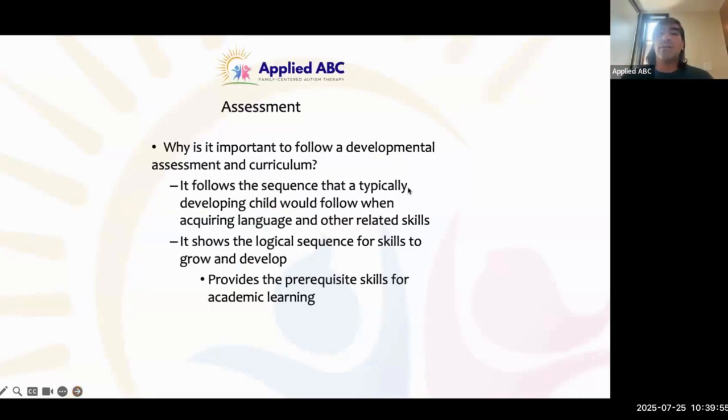Why is it important to follow a developmental assessment and curriculum? As I said, it's sort of norm-based and it's a matter of building blocks. The assessment itself is progressive, so we're able to identify particular gaps, weaknesses, and challenges that we know we can target. It is the most systematic way we can analyze and provide instruction. As it says here, logical sequence for skills.